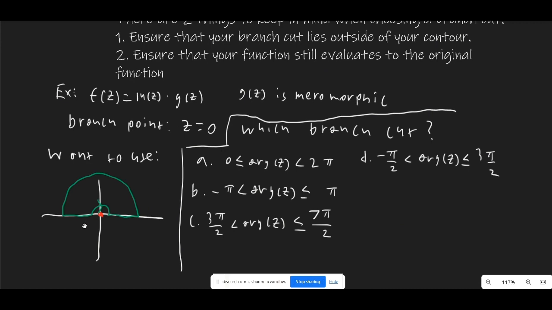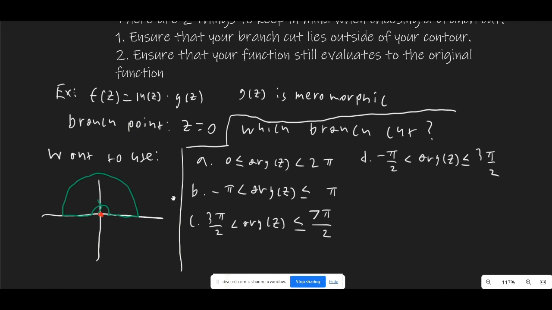So let's go over each of the options one by one. Option A: 0 is less than or equal to the argument of z, which is less than 2 pi. In this situation, we have to look at where our branch cut is going to be. Well, our branch cut is going to be on the positive real axis right here, and the problem with that is that our contour integral actually goes right over the positive real axis. So that's no good, because then we won't be able to use the residue theorem, and we might get the wrong value for our integral. So let's look at option B.